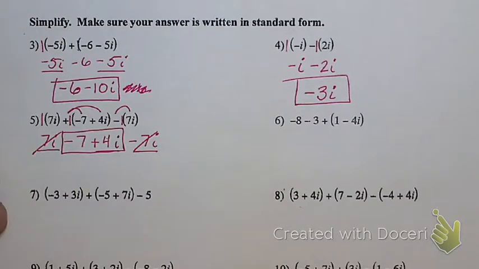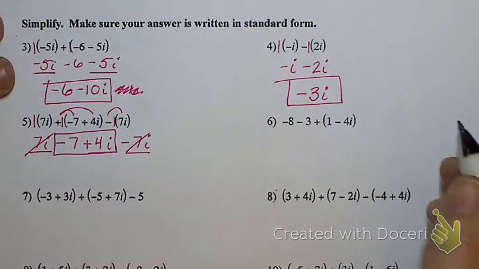So when I'm adding and subtracting, is there really any difference between an i and, say, an x? Is there any difference in how I treat it? The only difference comes with making sure that the i is at the end when you combine your like terms. Okay? All right, let's try number 6.